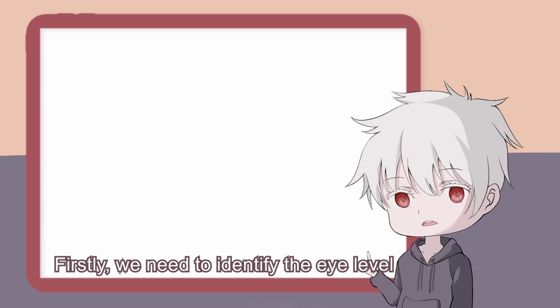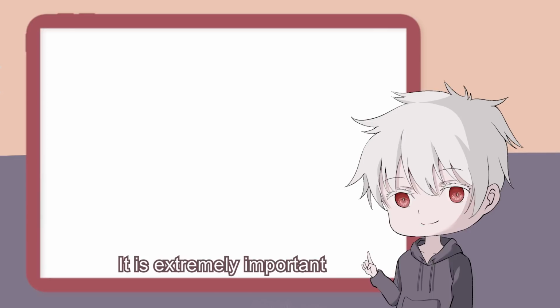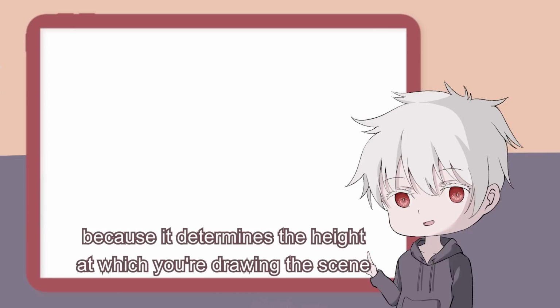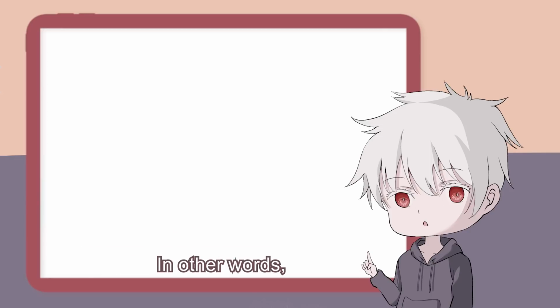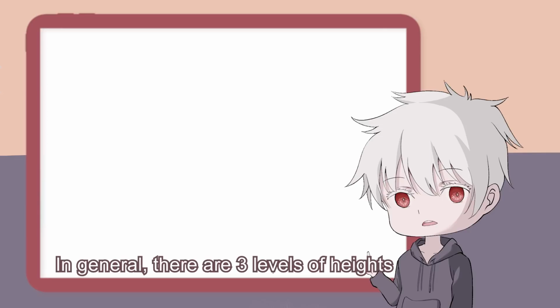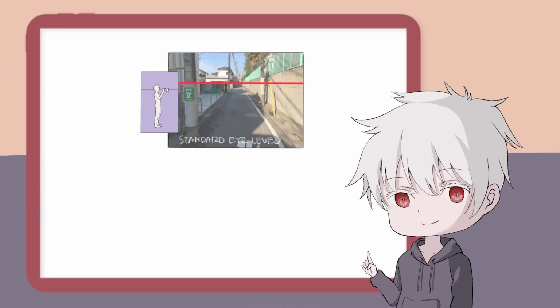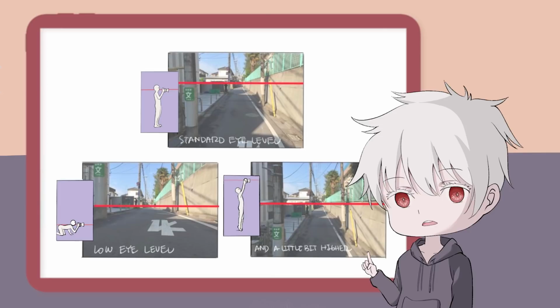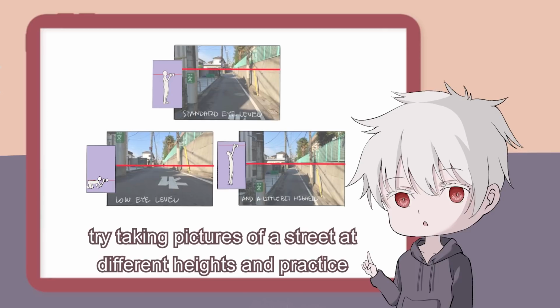Firstly, we need to identify the eye level. It is extremely important because it determines the height at which you're drawing the scene. In other words, it represents the viewpoint of the viewer. In general, there are 3 levels of height: the standard eye level, the low eye level, and the high eye level. So what you can do is try taking pictures of a street at different heights and practice.